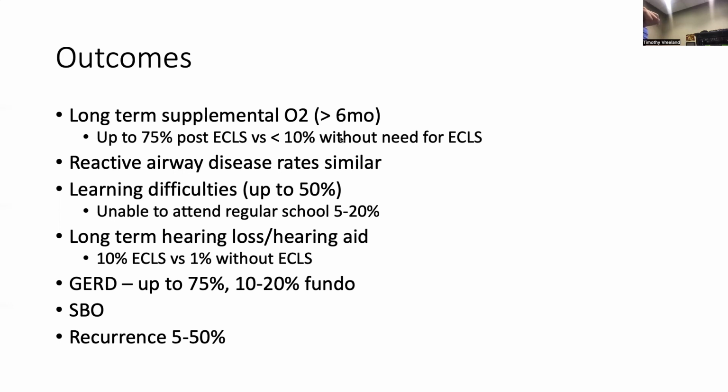They have learning disabilities up to 50%, and 5 to 20% are unable to attend regular school for whatever reason. Again, it's complex genetics versus the environment, being in the NICU, being on ECMO, having periods of hypotension or hypoxia for prolonged amounts of time.